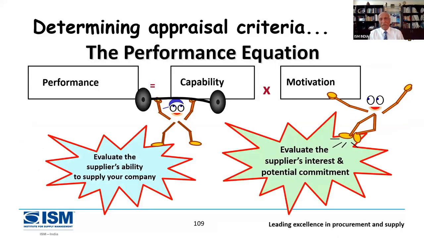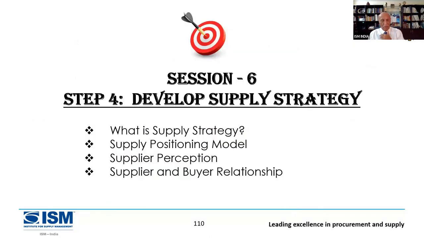So coming back to determining the appraisal criteria: performance we're looking at, capability, multiple. Now, motivation is the one which is very tricky. How do you find it? But if you have some common sense, great. Okay, coming back to supply chain. This is very important now. I think I'll spend more time on this.